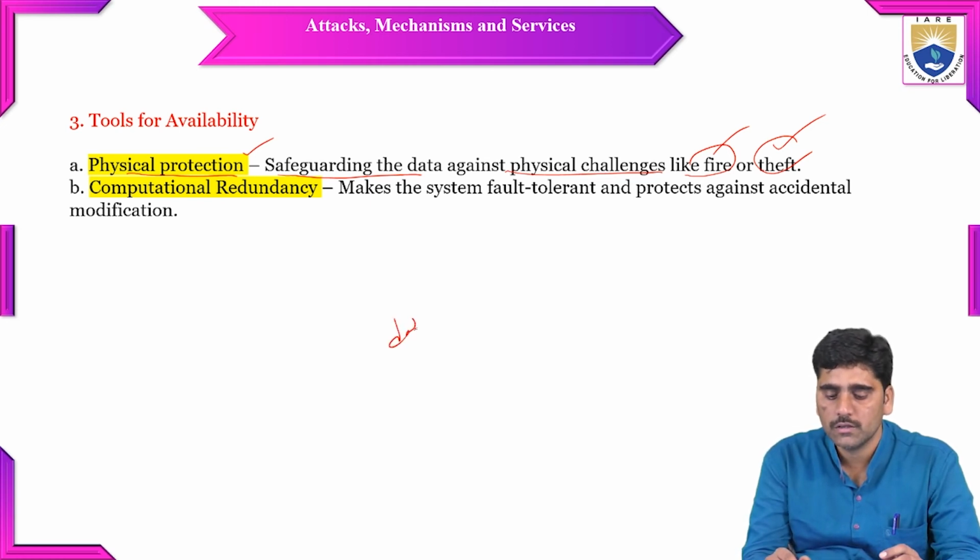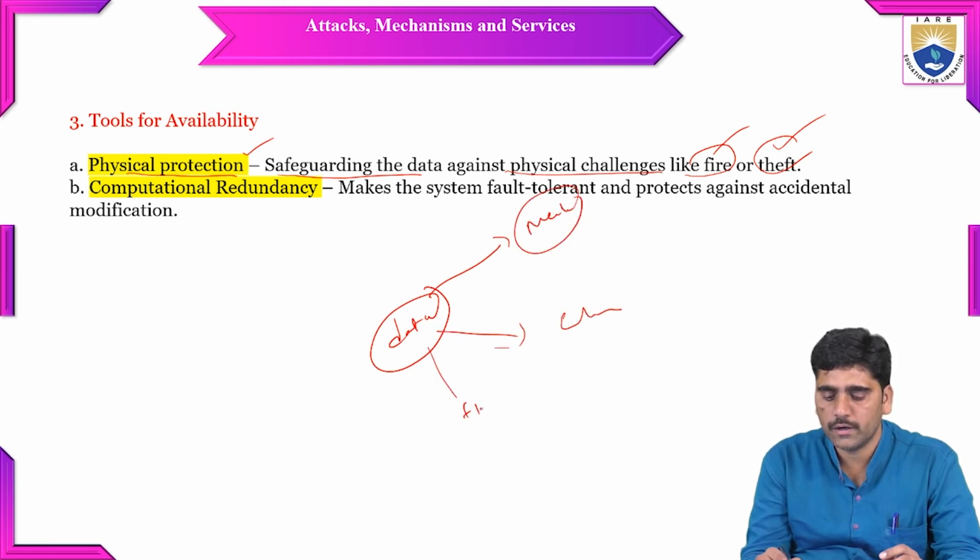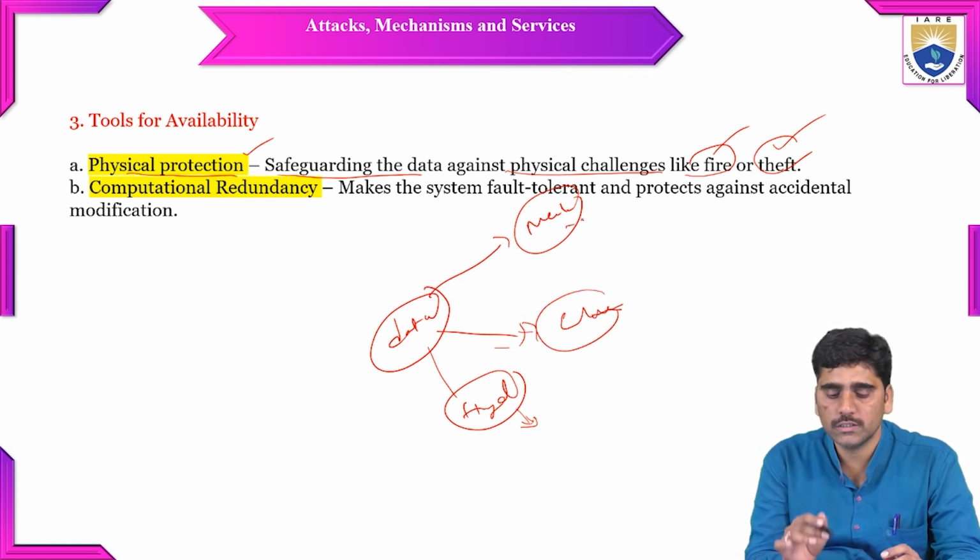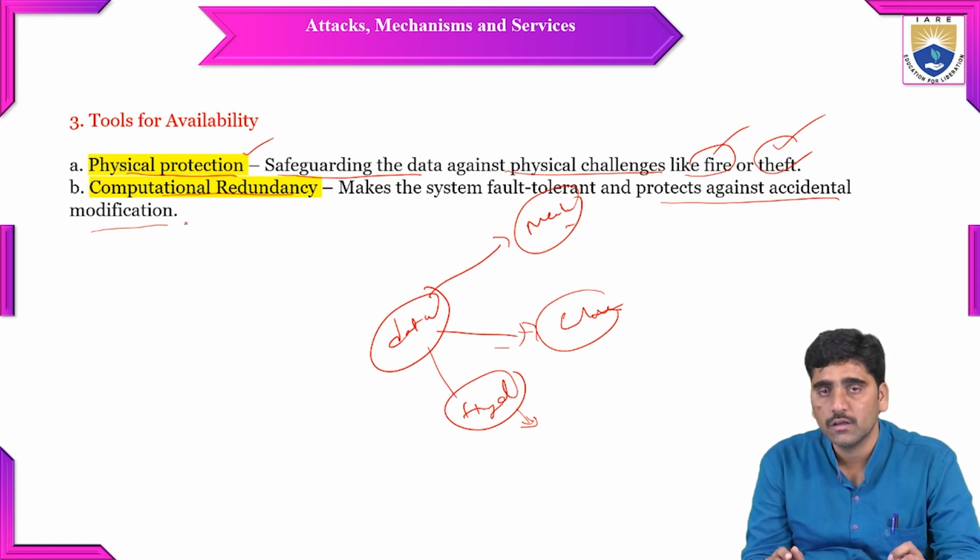So we keep the data in different places, one in Mumbai, Chennai and Hyderabad. If any location gets affected by an accident, then you will take the backup from another location, like Chennai or Mumbai. So that is physical protection. And the second is computational redundancy. It makes the system fault tolerant and protects against accidental modifications. If any accidents or changes happen, it protects the data at that particular location. So these are the tools that we have for availability purposes.